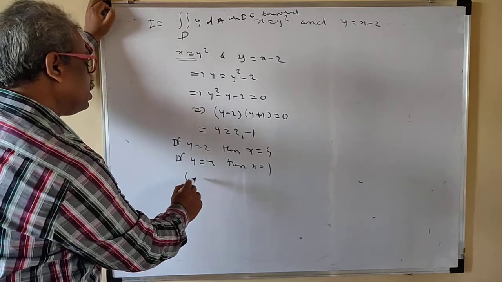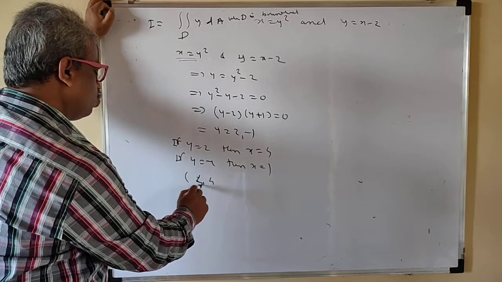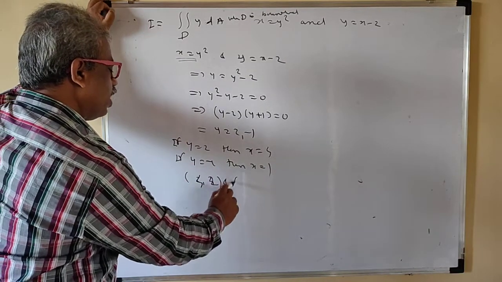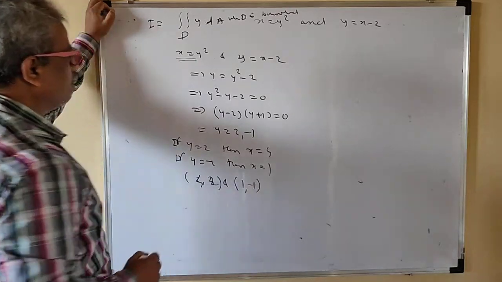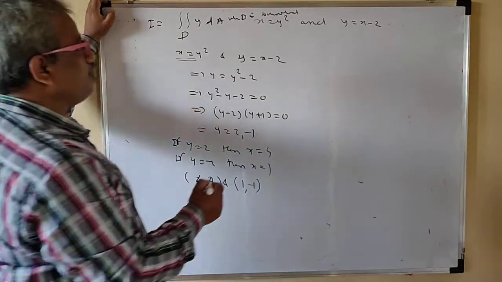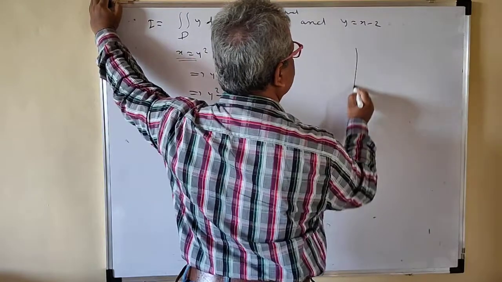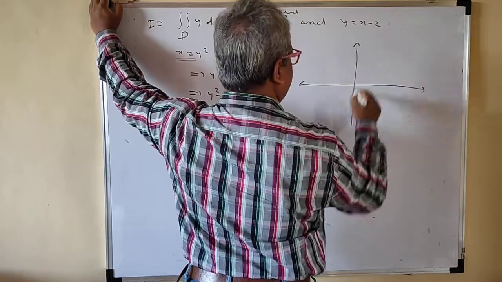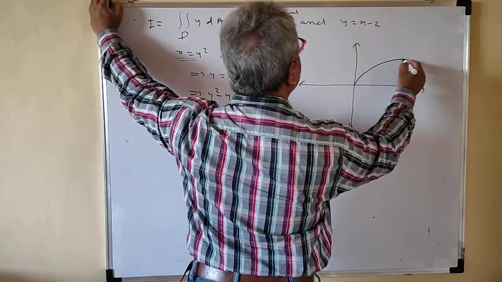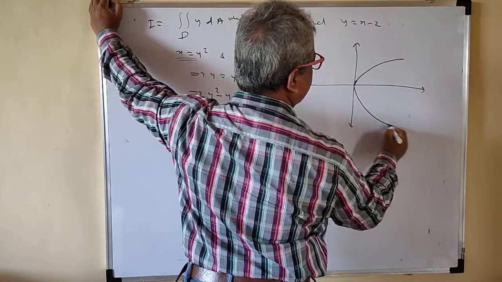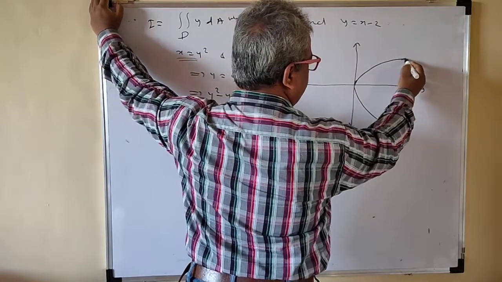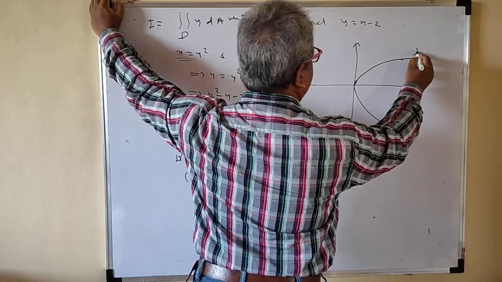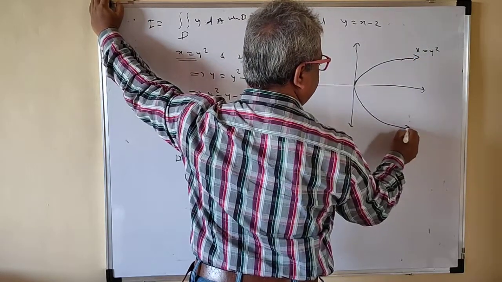That means the points of intersection are (4, 2) and (1, minus 1). Okay, so we'll draw the figure. Now this is your parabola. This parabola is x is equal to y square.